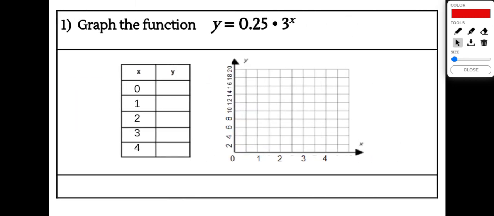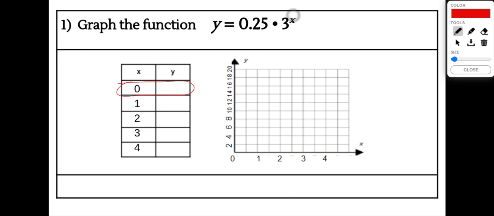So number 1, we have an exponential function. We're going to graph it. We're going to decide if it's growth or decay, see what it looks like on the coordinate plane. So just like what we did before, we're going to be building a table of some ordered pairs that are going to help us connect and make our graph.